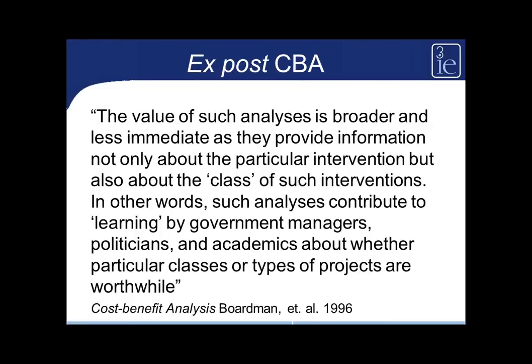So what we're talking about today is really more ex-post cost-benefit analysis. That is trying to understand what has gone on with a program during or after its implementation, both in terms of the observed benefits and also the observed costs. The value here obviously is not so much in making the decision about whether to implement that program or allocate resources to that program since it's happened, but it helps analysts and researchers to learn about the class of such programs and to make decisions about that type of intervention in the future.